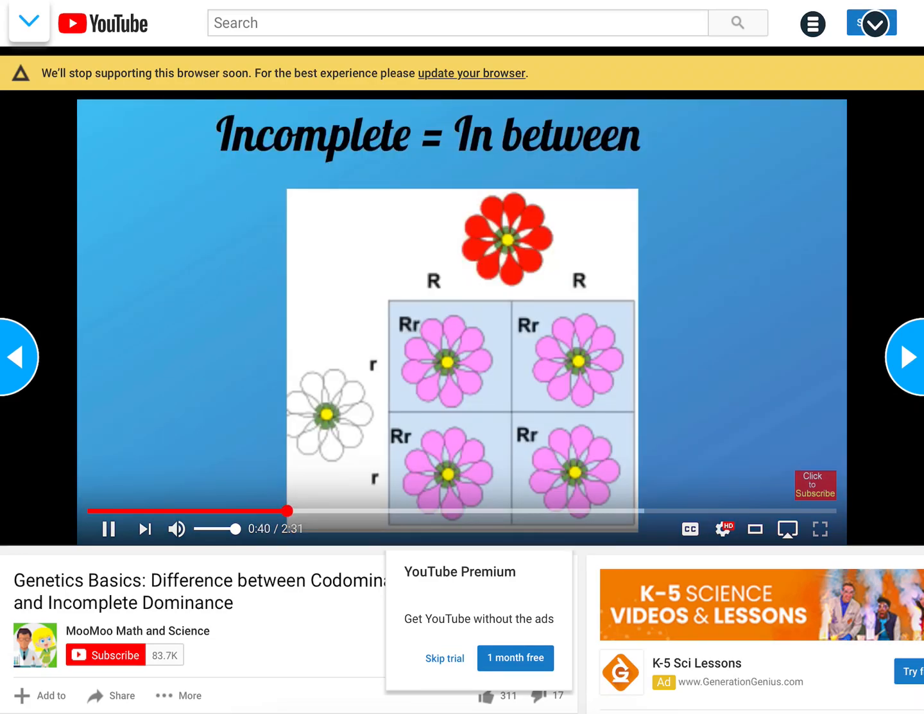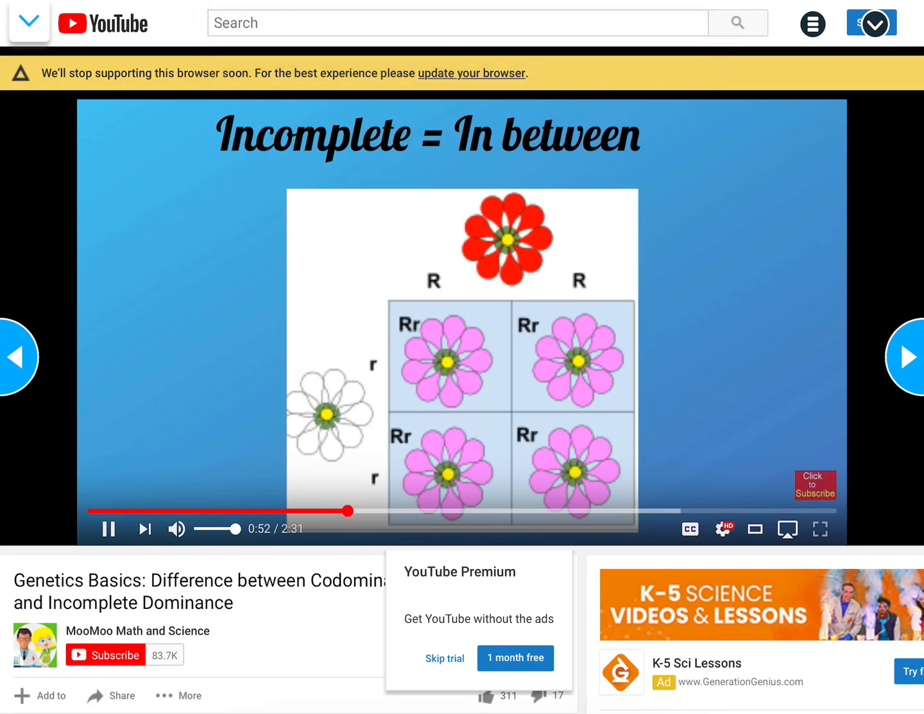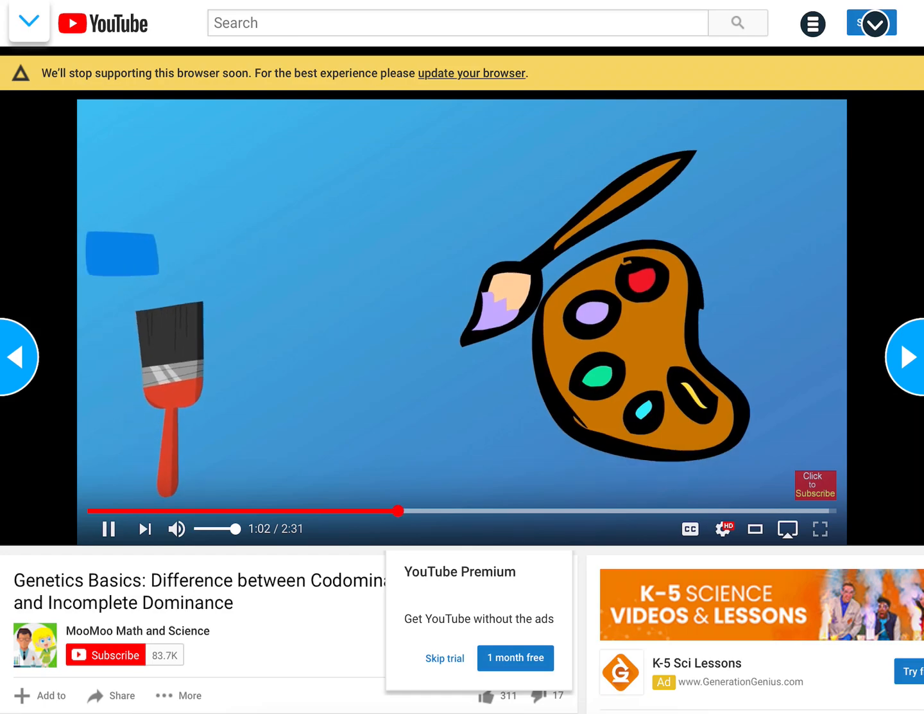With incomplete dominance, when you cross two individuals with two different phenotypes, you get a third phenotype that is a blending. You end up with something that is in between. Think of mixing paints. If you mix red and white, you get an in-between color, which is pink. Blue and yellow is green, again in between.